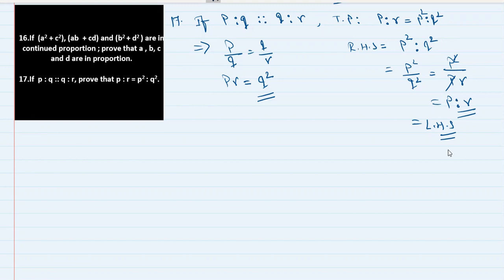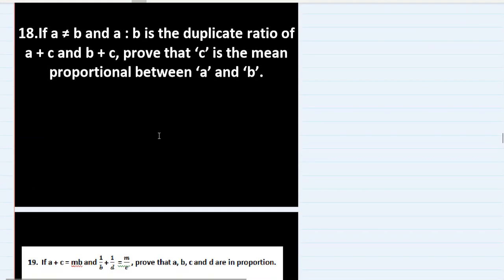Correct? So if you use the properties of proportion, all the questions become easy. There are more techniques and methods which we are going to discuss ahead. Let's go.